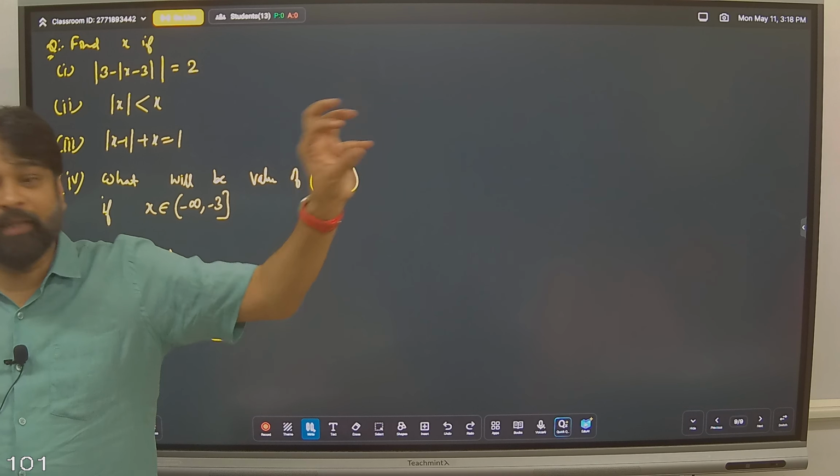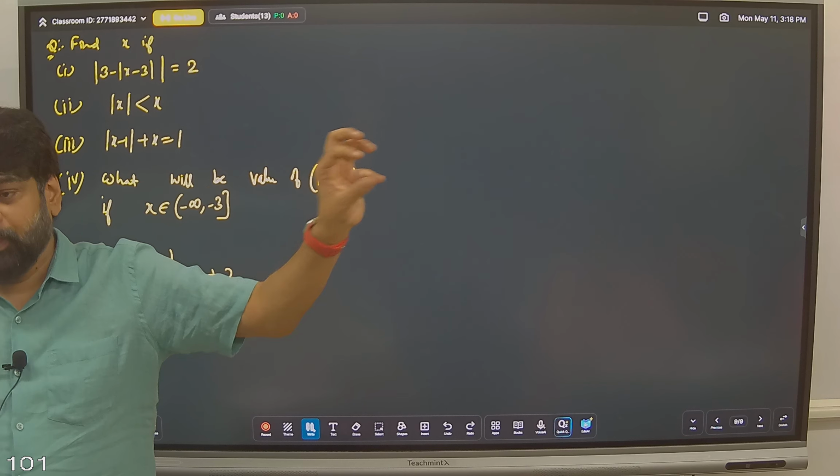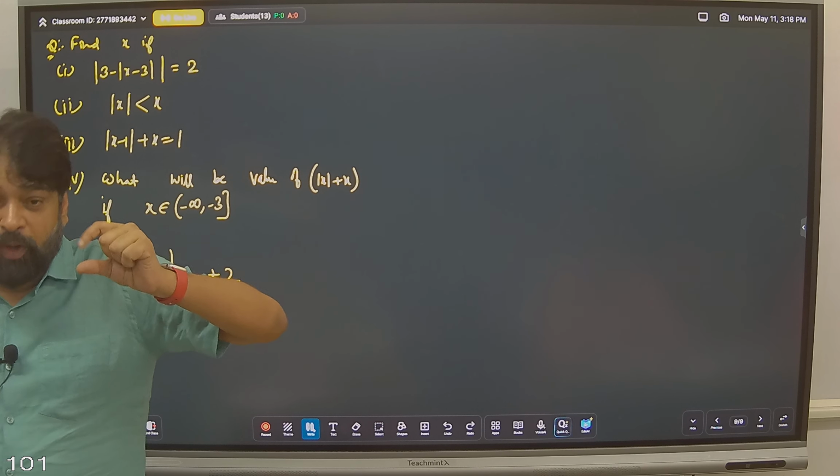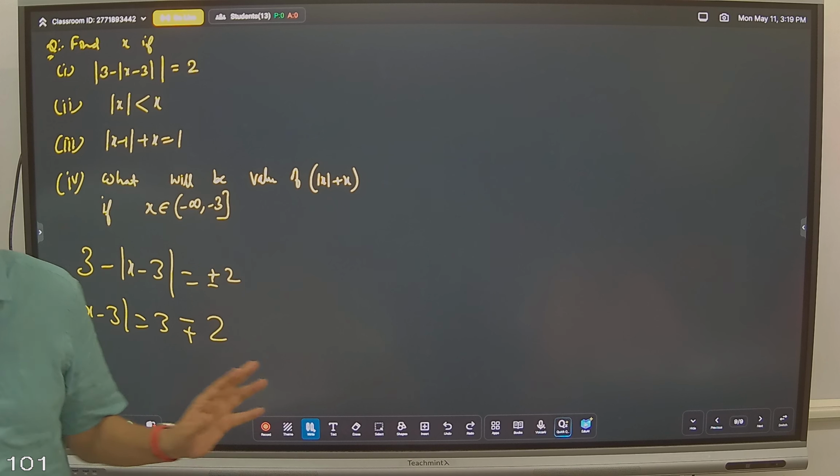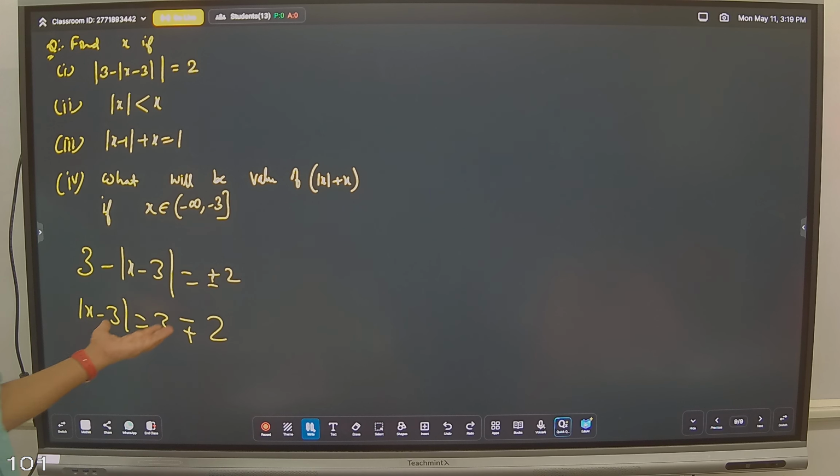By 2 go other side, multiply by 2. Plus minus 2 going to the other side will become minus plus. It does not make any difference. Why so? Because one time you will take minus, one time you will take plus. So if you write plus minus also, the same thing will happen. Are you able to understand?